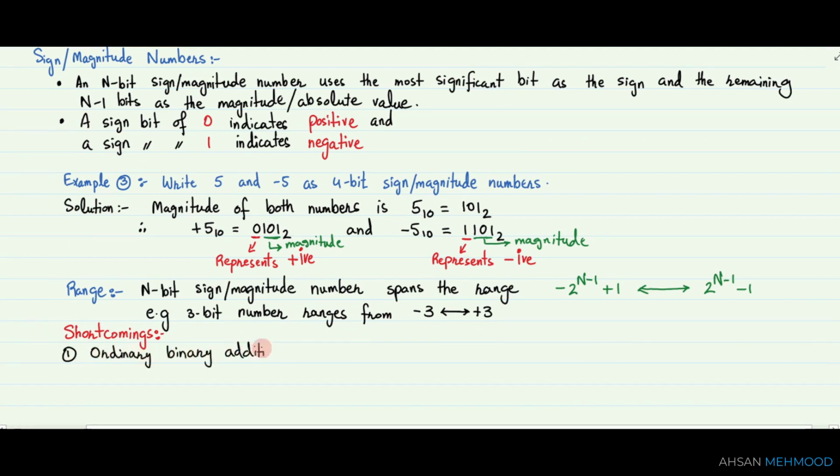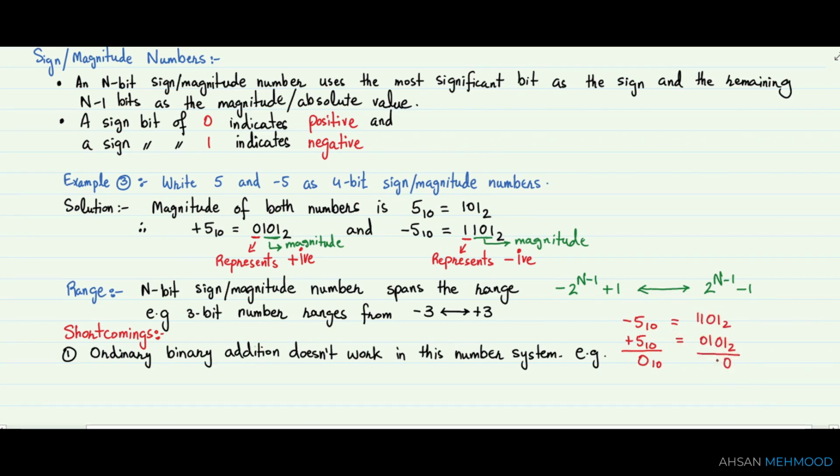The first shortcoming of sign magnitude numbers is that ordinary binary addition does not work for them. For example, the sum of -5 base 10 and positive 5 base 10 should be equal to 0. But using ordinary addition, the sum is 10010 base 2, which is a nonsense number.